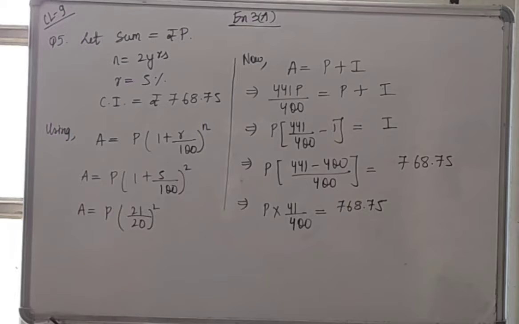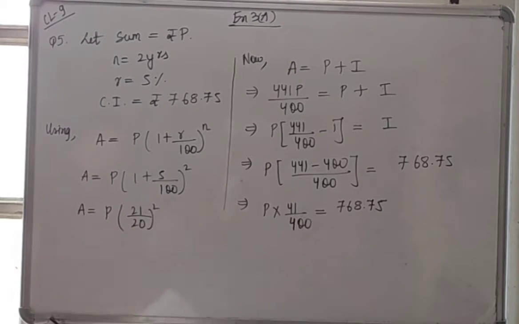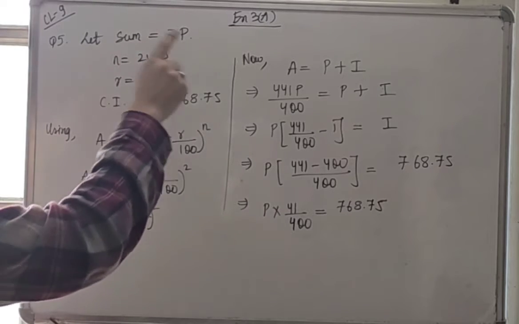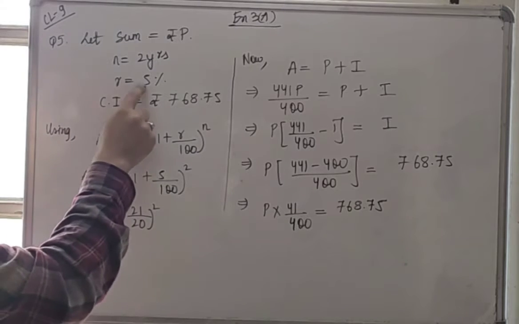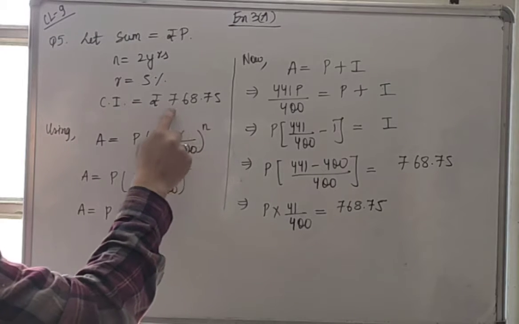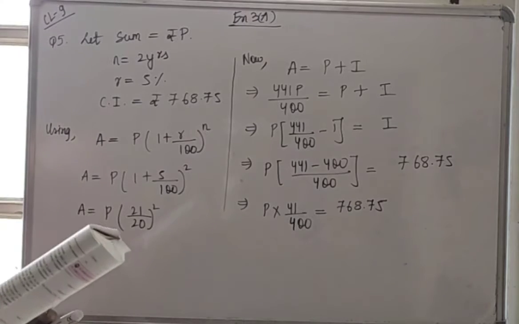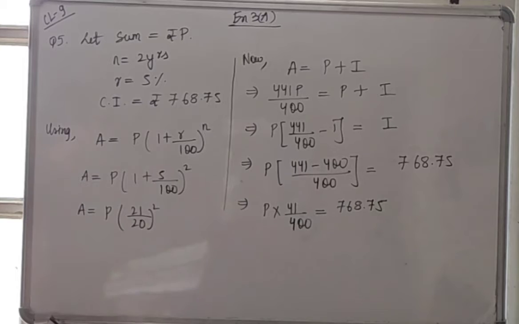Your question says, on what sum of money will compound interest for 2 years at 5% per annum amount to rupees this much? On what principal? So we don't know the principal, so let the sum be P. In 2 years at the rate of 5%, the compound interest we get is 768.75. Read the question properly: on what sum of money will the compound interest for 2 years be this much? On what sum of money means the principal.